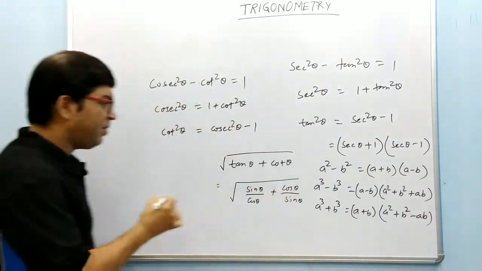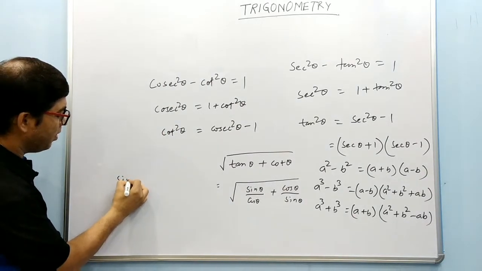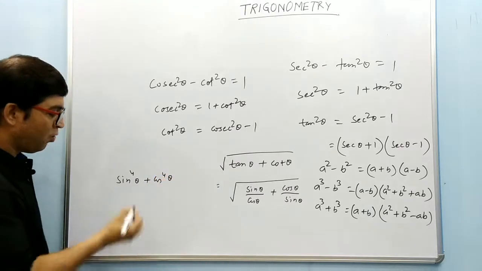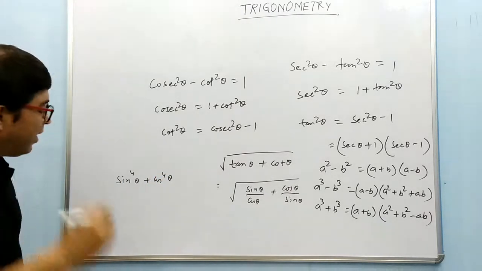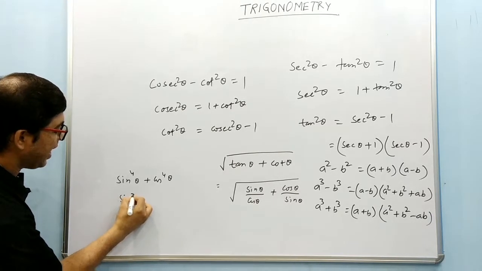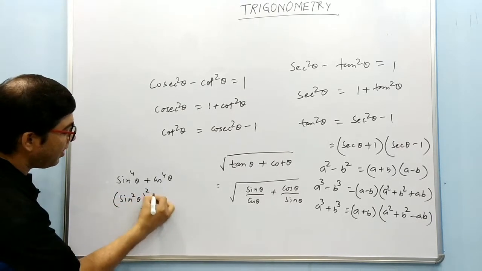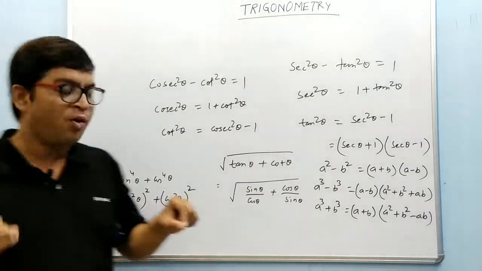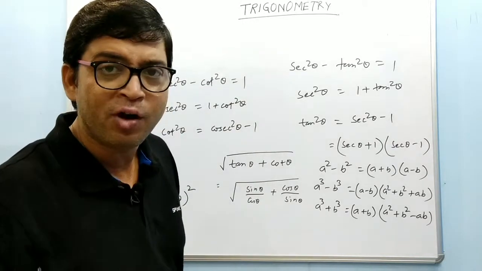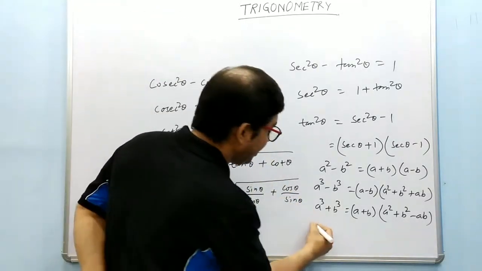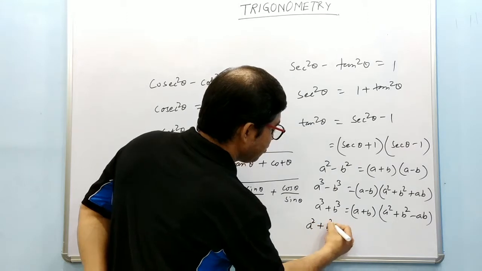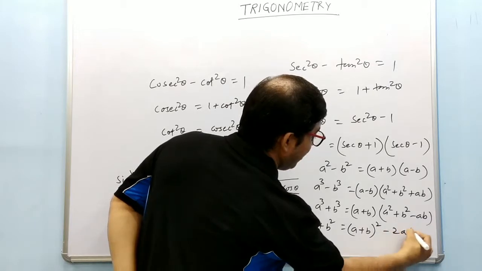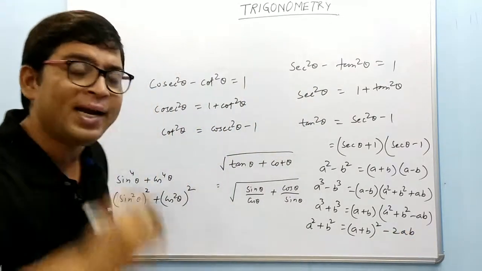Suppose sometimes we get an expression in the form sine to the power 4 theta plus cos to the power 4 theta. What can we do? Just make a little movement. We can write this as sine square theta whole square plus cos square theta whole square. Now it is in the form of a square plus b square. Do you know the formula for a square plus b square? Yes, a square plus b square can be written as a plus b whole square minus 2ab. So you can get a movement at least.